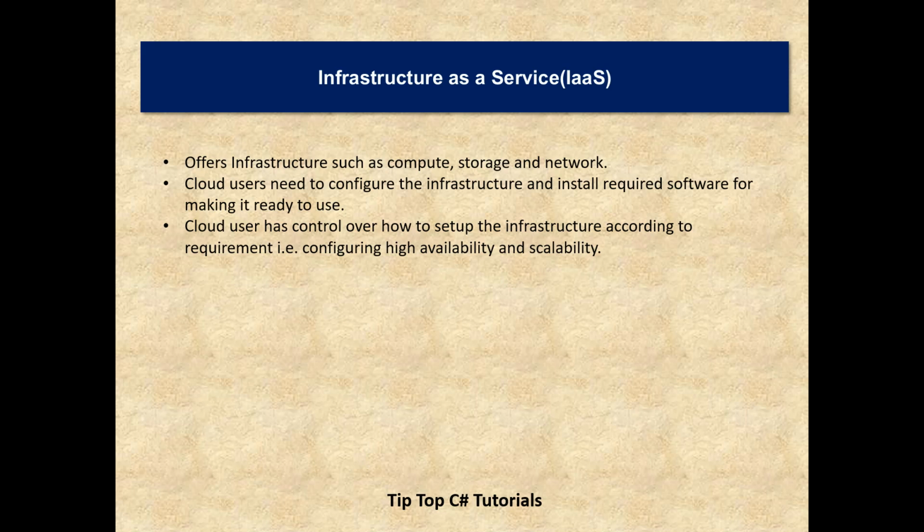onto it. The final point about IaaS is the cloud user has control over how to set up the infrastructure according to the requirement. Basically, whatever the business demands. For example, configuring high availability and scalability, we need to avail as many number of VMs and we need to set up the necessary networks so that multiple services are being served by the given number of virtual machines. That's what we mean by having control over the setup.